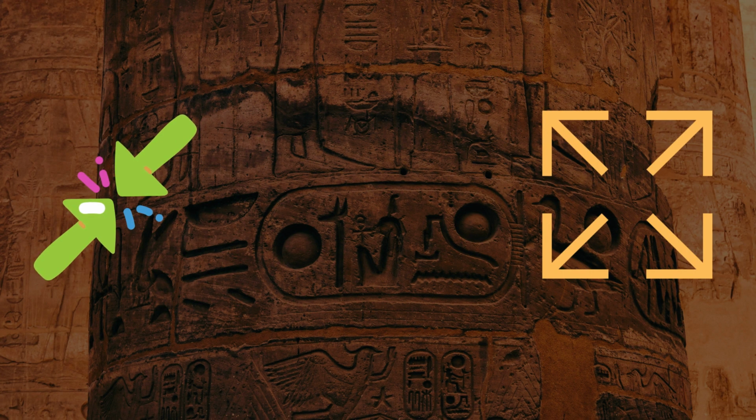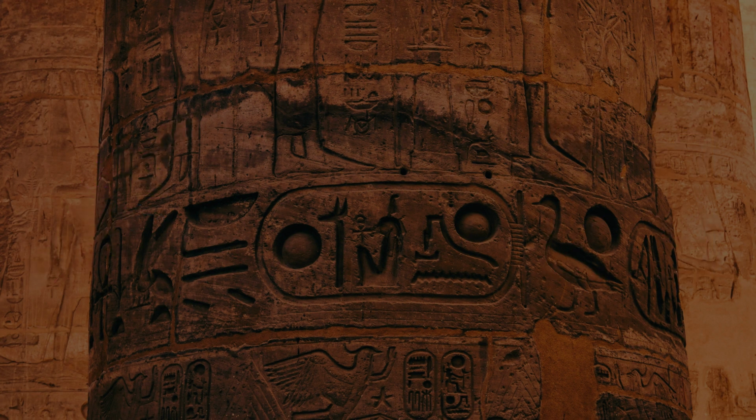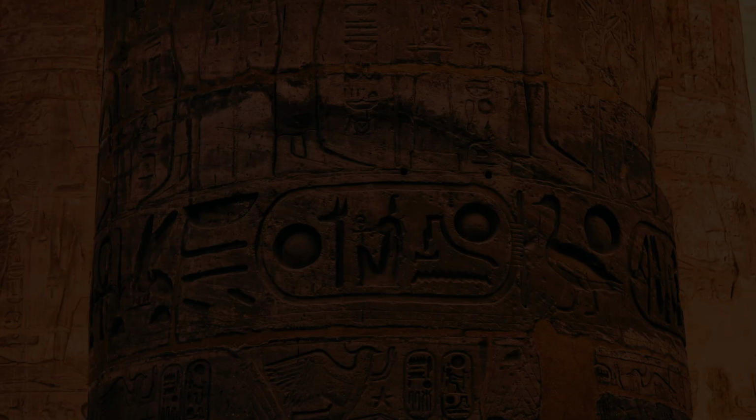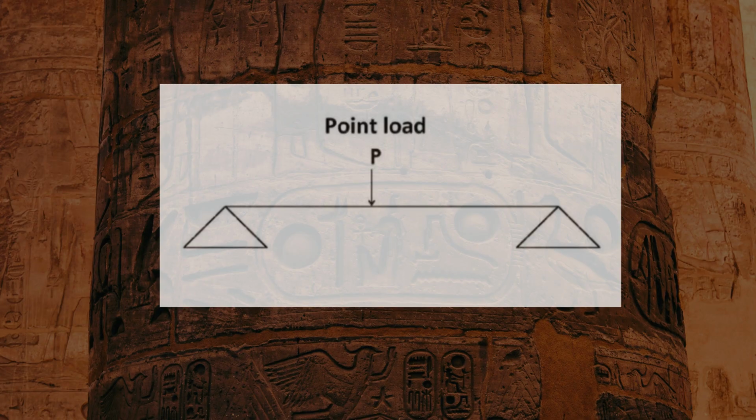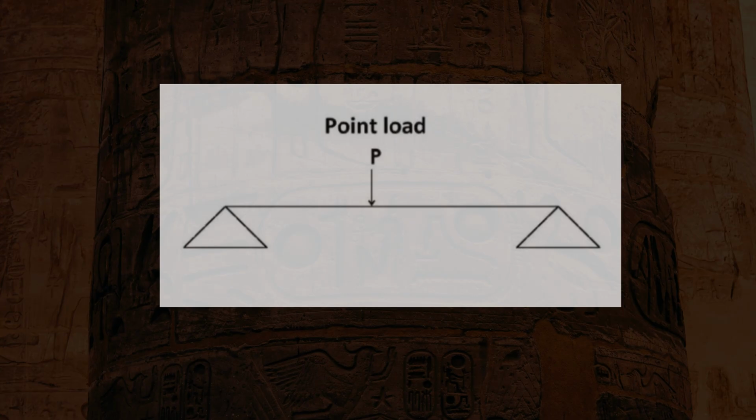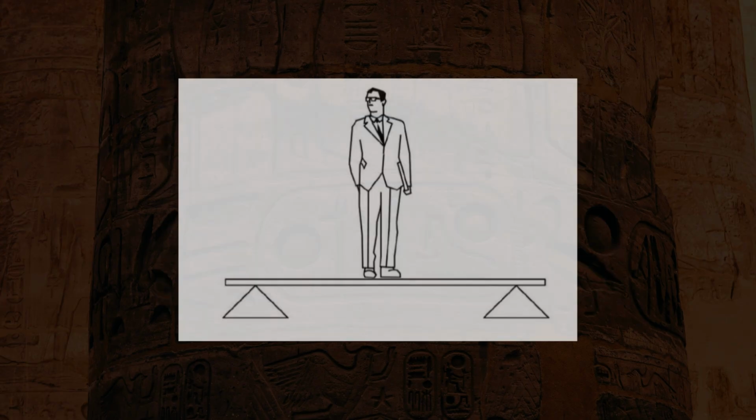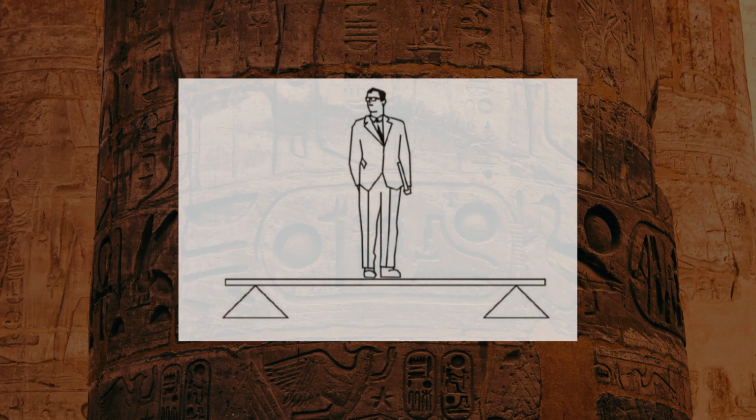So we know what the loads are, but how do they actually sit on a structure? Let's look at a simple beam to understand the three main ways loads are distributed. Number one, the point load. This is when a force is concentrated in one specific narrow spot. Imagine one person standing right in the middle of a plank of wood. All their weight is acting on that one single point.